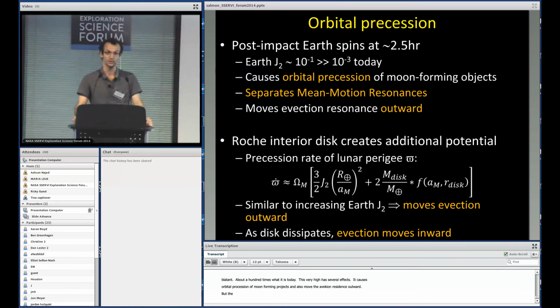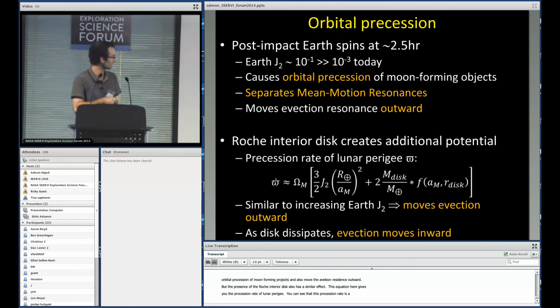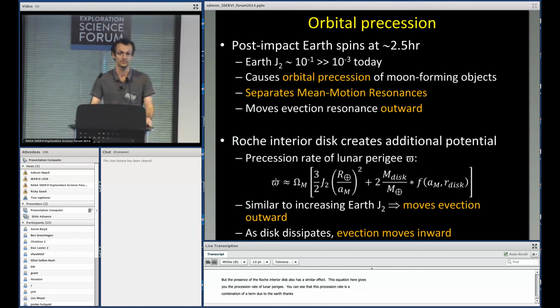But the presence of the Roche-interior disk also has a similar effect. This equation here gives you the precession rate of the lunar perigee. When this precession rate is equal to 1 year, that's where you have the evection resonance. And you can see that this precession rate is a combination of a term due to the Earth, thanks to its J2, but also another term due to the presence of the prolunar disk.